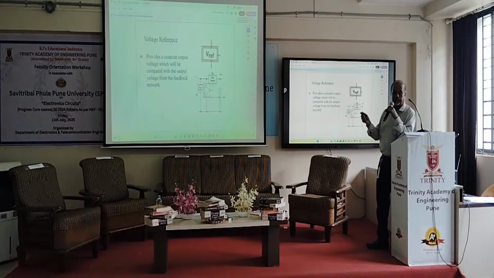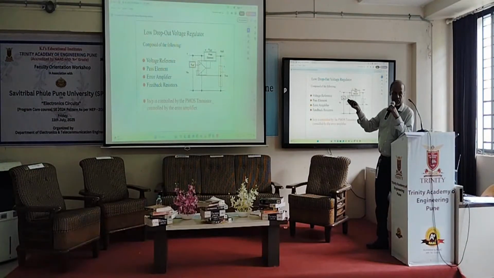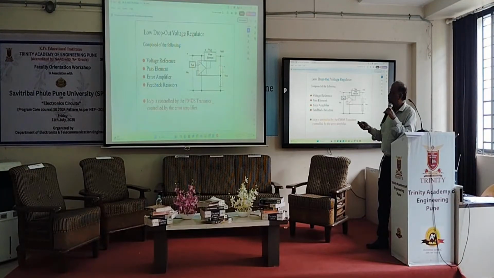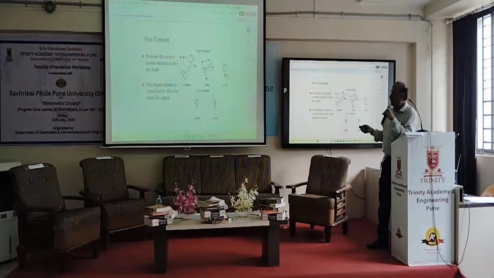Then every block over here is explained. I will share this presentation, and it is already on the website somewhere. Every block is explained: what is the V reference, what is the pass element, what is the error amplifier, what are the feedback resistors and all the things. All that explanation can be given, and we can explain how this circuit is used over here.